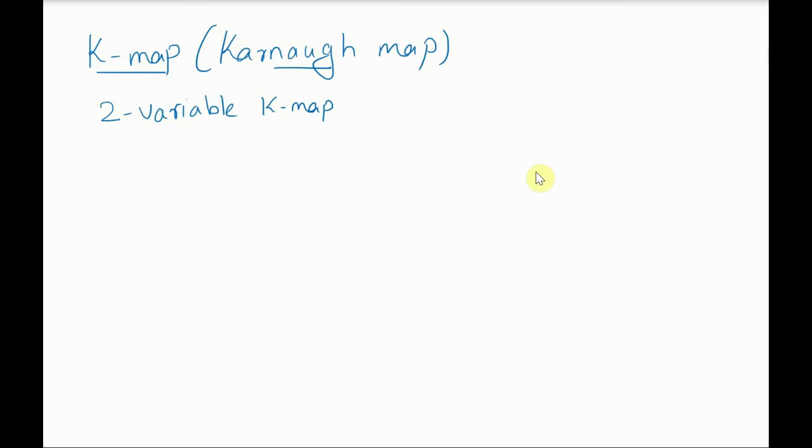For example, an expression like AB plus A bar B plus AB bar. This is a Boolean expression formed by using two variables A and B. For these types of two variable expressions, to reduce them, we are going to use two variable kmap. And two variable kmap is drawn like this.